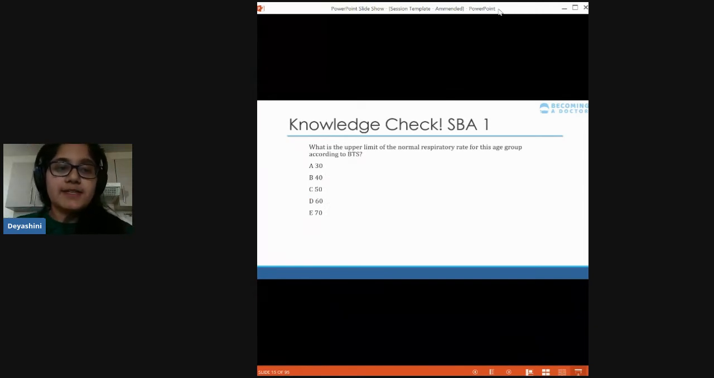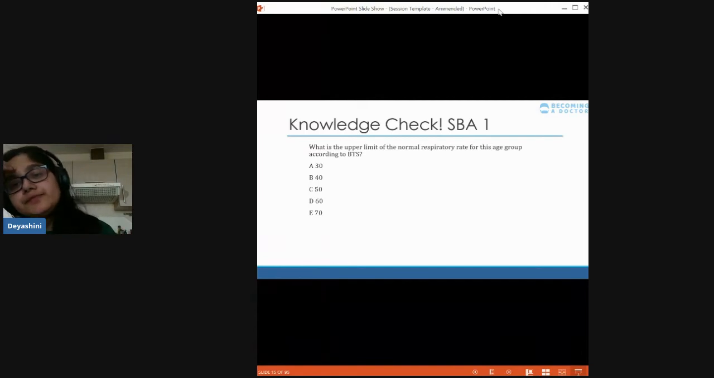Okay, so in this age group, Harry's 3 months old, what is the upper limit of the normal respiratory rate for this age group? I've just used a few SBAs throughout. Sort of the upper limit for the normal respiratory rate. Any takers? Okay, got one answer.